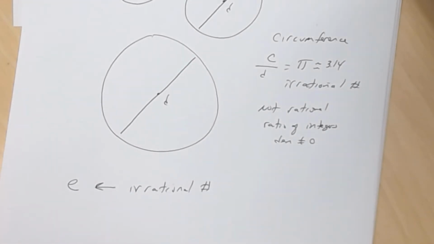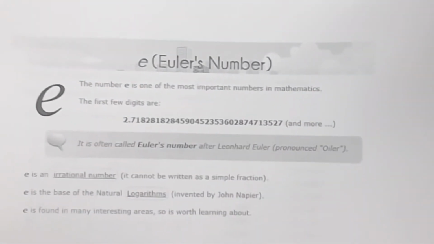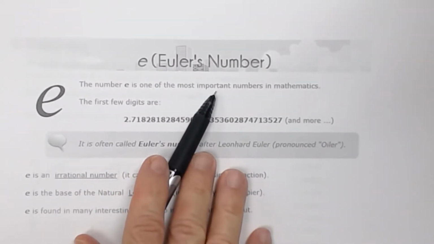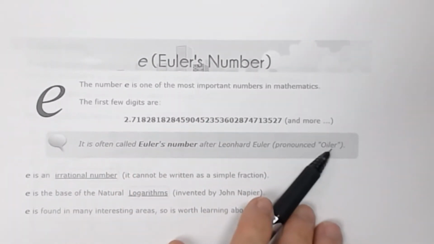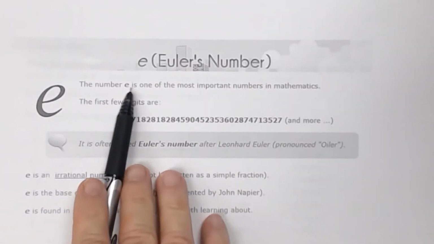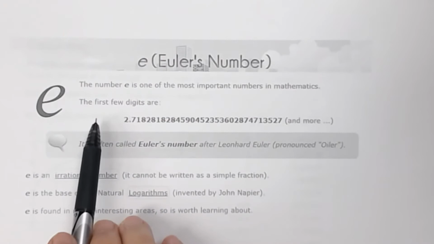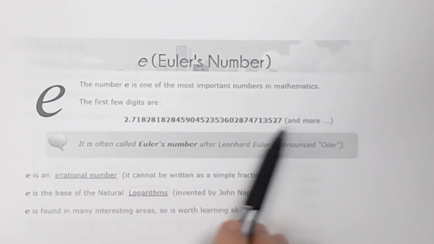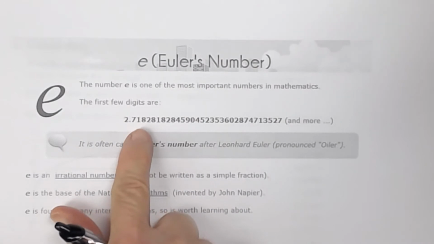Okay, so let's talk about what E is. All right, now listen carefully to this part. E is called Euler's number. Okay, Euler's number. It's pronounced Euler, not Euler. So the number E is one of the most important numbers in mathematics. And notice that here are some of the digits. There's an infinite number of the digits.